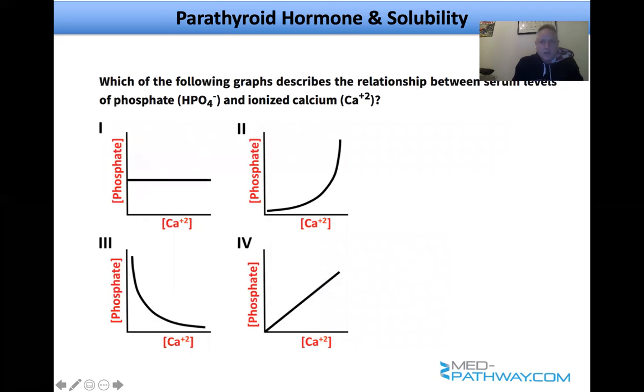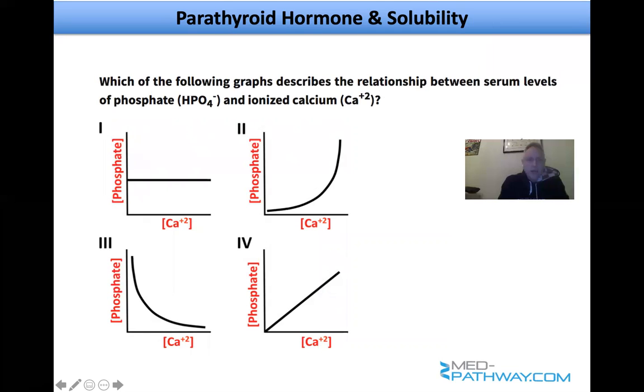So what that does is set up our capacity to look at a question like this and answer it. The following graph describes the relationship between serum levels of phosphate and ionized calcium. You take a look at that, we know they're inversely related. So it's looking like this is the best one here. The higher the calcium we have over here, the less phosphate we're going to have.